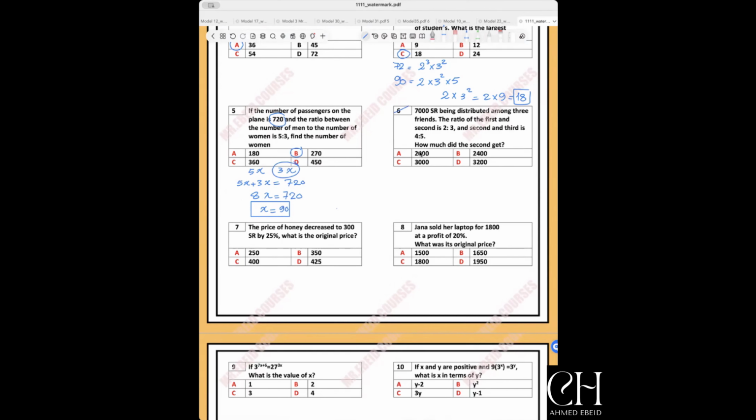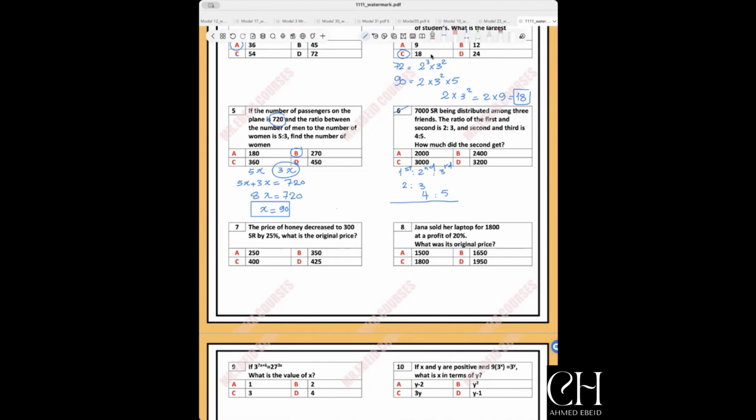Question 6. 7,000 riyals are being distributed among 3 friends. The ratio of the first to the second is 2 to 3, and the second to the third is 4 to 5. How much did the second get? So we have 3 persons. Write them down like this: the first, the second, the third. The ratio between the first to the second is 2 to 3, and the second to the third is 4 to 5.